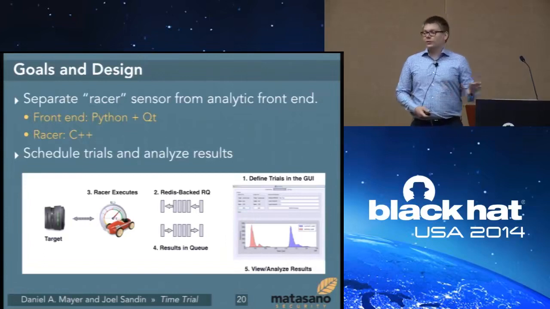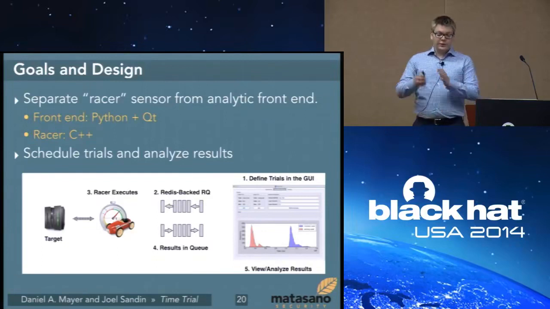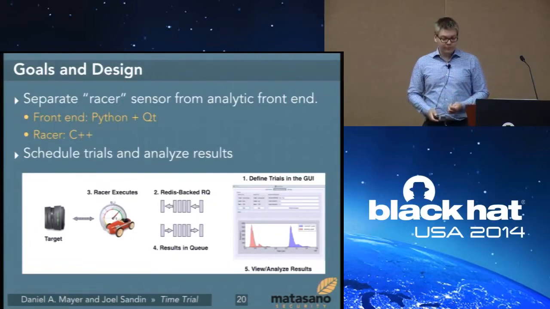So we can put the racer in EC2 if you want to attack somebody in EC2 and be close to that target, or we can put it on our network, or you can run it anywhere you would like. But you can still have the GUI application and control everything from your desktop. So the idea is you start an experiment from the GUI, it pushes it in the queue, the sensor executes all the experiments, sends the data back, and then you have your GUI where you get the results, you can plot them, analyze them, and make your decisions about it.